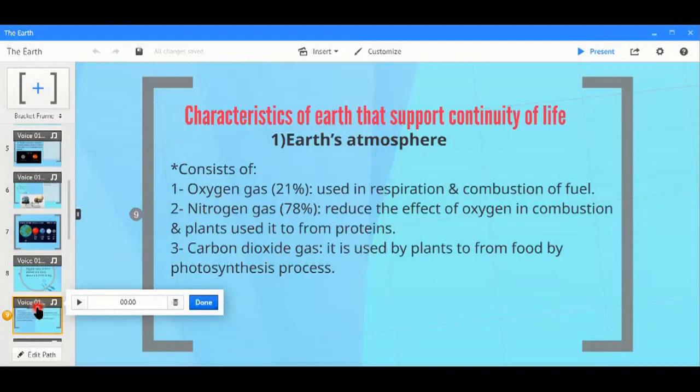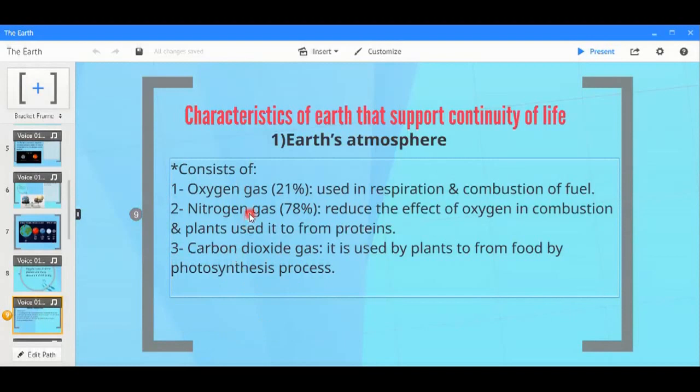Atmosphere consists of a mixture of gases. You all know this, and we took it in grade 6, that the atmosphere consists of oxygen gas, which percentage is 21%, nitrogen 78%, carbon dioxide 0.03%. The oxygen gas has importance in the respiration and combustion process, nitrogen forms protein, and carbon dioxide is used in the photosynthesis process by green plants.